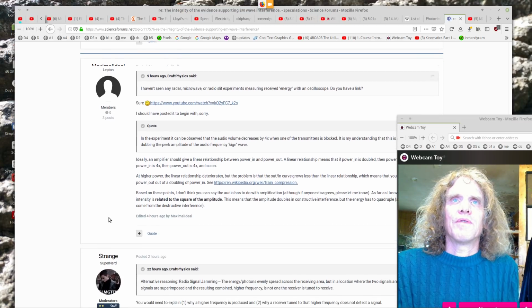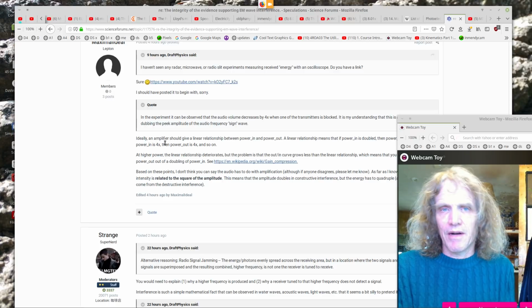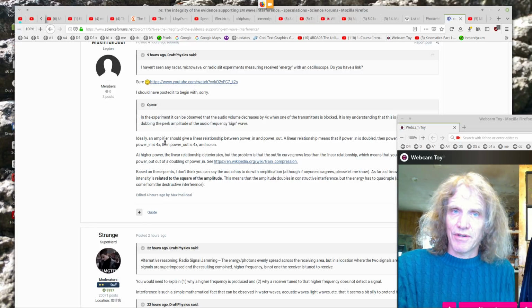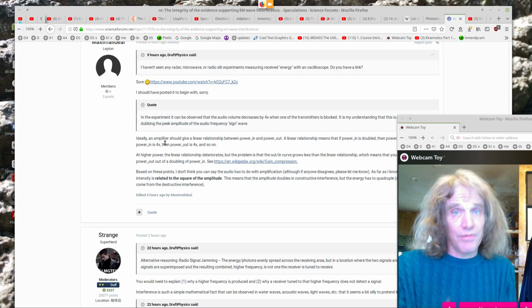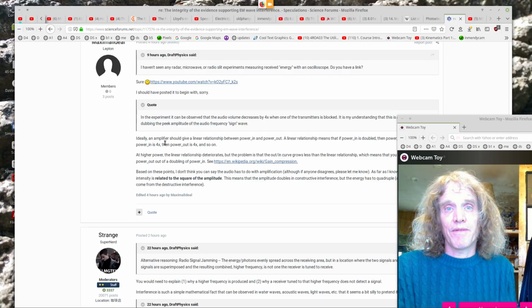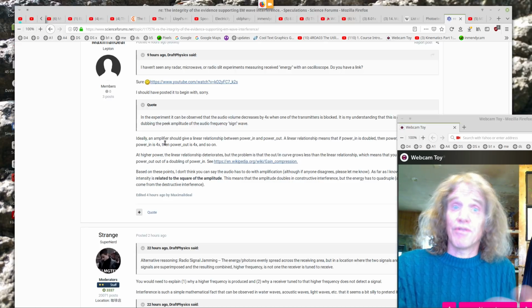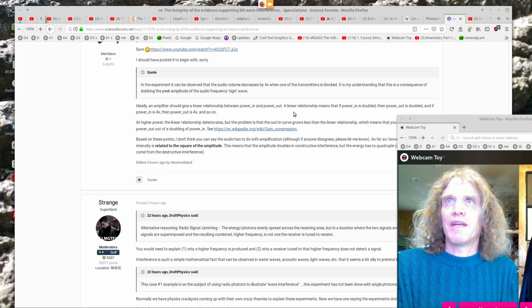All right, so his response is, ideally an amplifier should give a linear relationship between power in and power out. Again, even just talking about an amplifier, we're already in trouble, right? Because that's a secondary circuit. You're not measuring the energy that's actually going from the transmitters to the receivers. Ideally, we just want to talk about the fact that there's a certain amount of wattage produced by the transmitters. The receiver is going to receive a certain amount of wattage of signal, and that's all we should really be trying to get to. And this idea of power in and power out has frankly nothing to do with it.